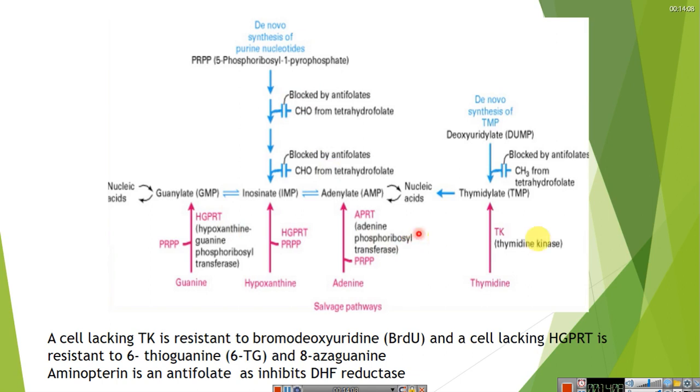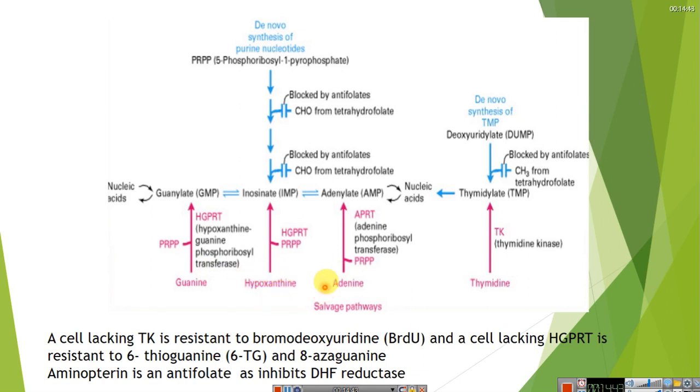This flow diagram will explain to you the importance of all the three components of the HAT medium. You know that nucleotides are synthesized either by de novo synthesis or the salvage pathway, right? Now, the salvage pathway starts with the bases. It starts with guanine, hypoxanthine, adenine, thymidine, or hypoxanthine.